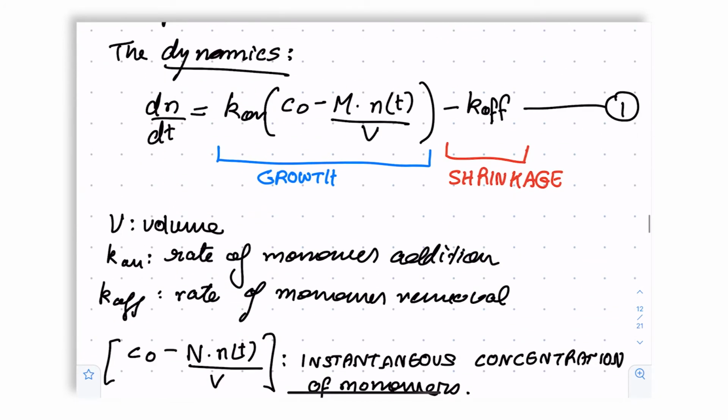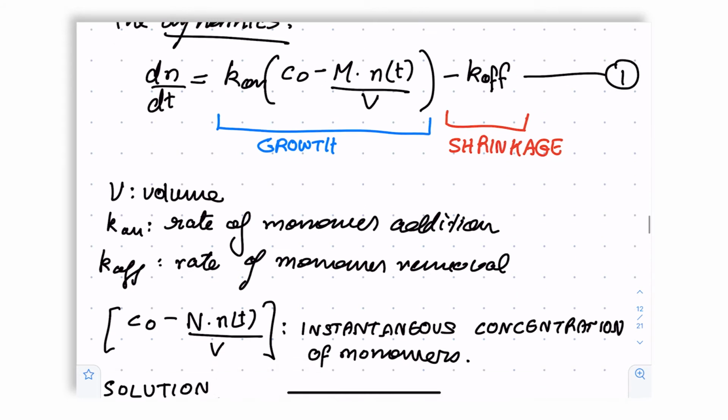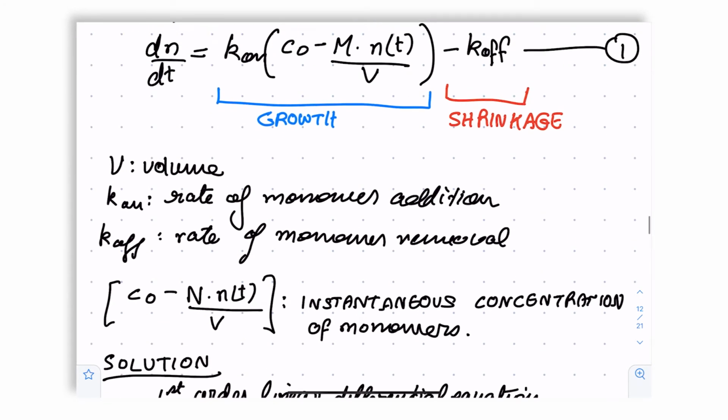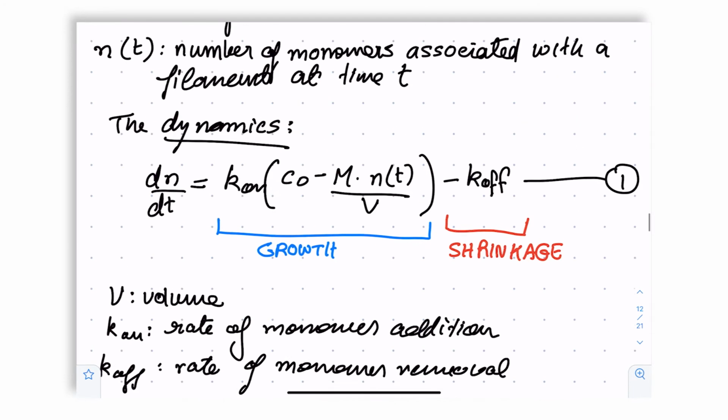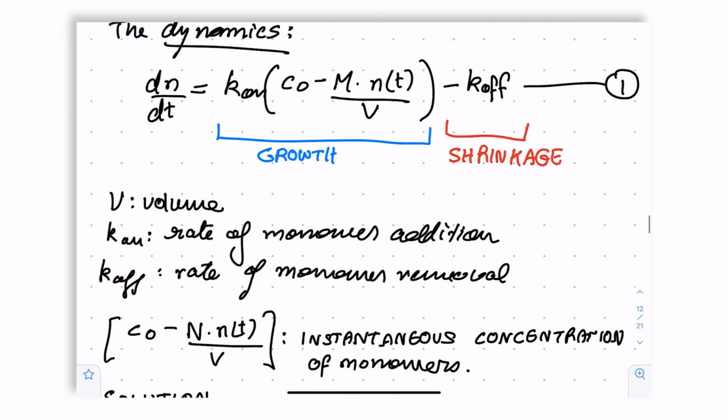We need a solution. So for that, we need to take a few more things into account: volume, on rate of monomer addition, off rate of monomer addition, and that the instantaneous concentration of monomers is basically the concentration of monomers that we started with minus what became polymers. This should actually read not n but m.